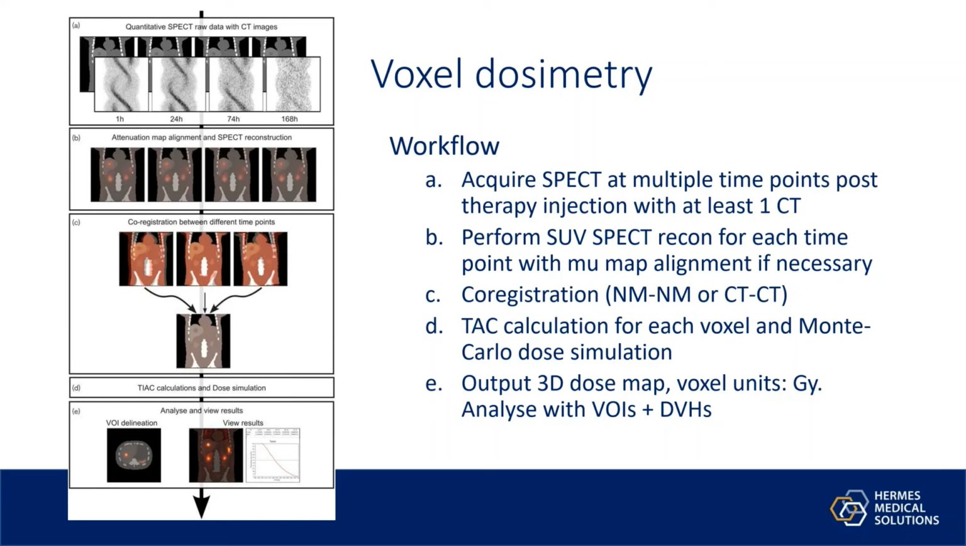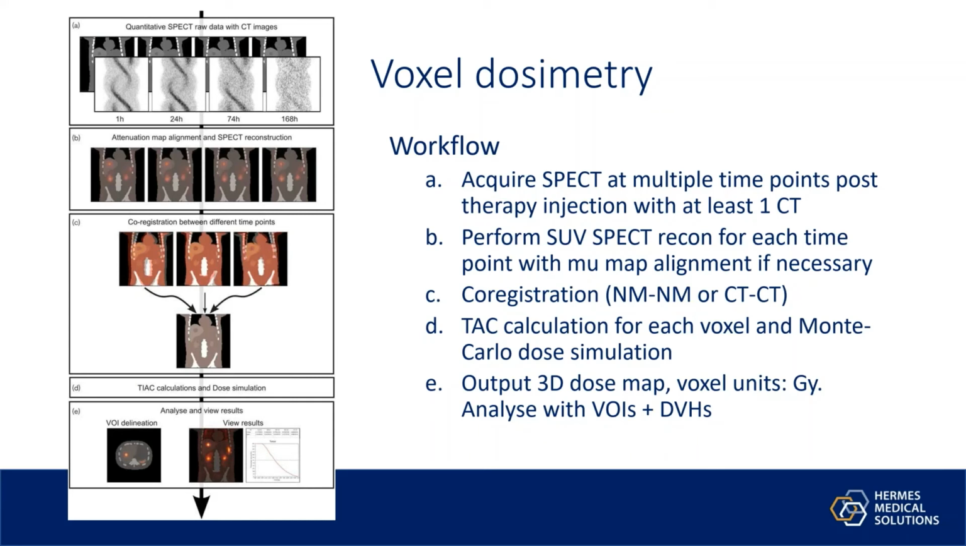I believe that Birmingham have found that's actually quite tricky in many cases if the patient's positioning is not very accurate. So perhaps it's best to have a CT at each point. That's sort of an area of research right now. But once we've got the alignment done and we can do an SUV SPECT reconstruction at each time point, then we do the co-registration. So we co-register either nuclear medicine to nuclear medicine or CT to CT.